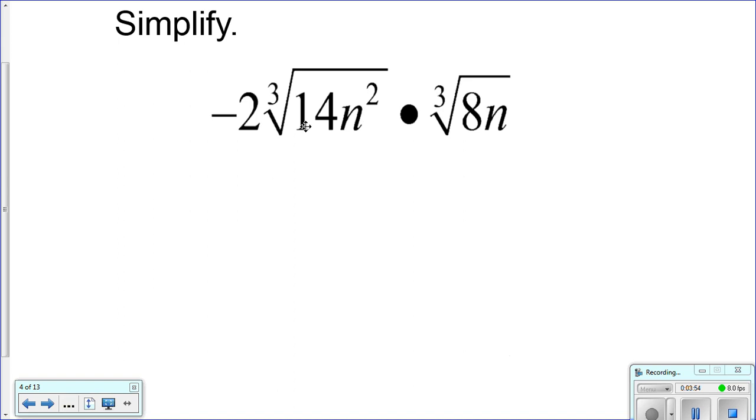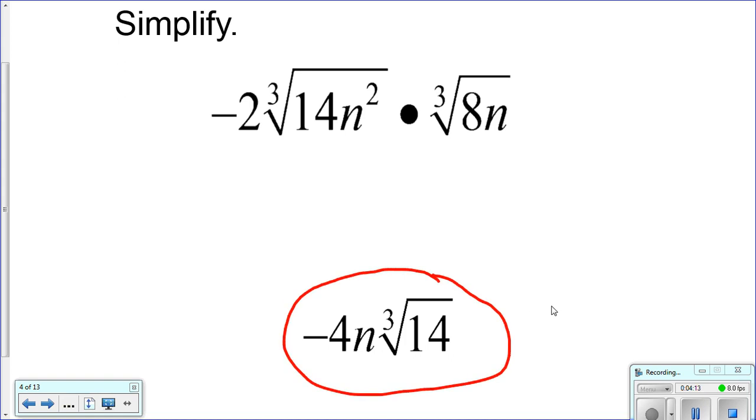So, when you multiply this together, 14n squared times n, or 8n, and then there's nothing in front of this radical, so just -2 still on the outside. When you simplify it, you actually get -4n times the cube root of 14. Okay? So, if you have a question on this, you're not sure how to get this answer, please make a note and ask me in class, and we can go over it.